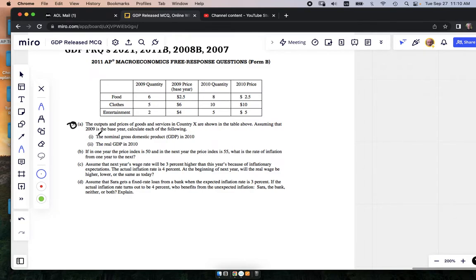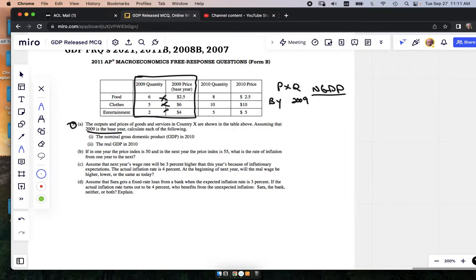All right. We're going to do this, and I do it like a child every time. They do tell us that 2009 is the base year. That's important for you to know. And I'm going to do these the same way. I'm going to find nominal GDP for year 2009, knowing that 2009 is my base year. So it is just price times quantity for nominal GDP.